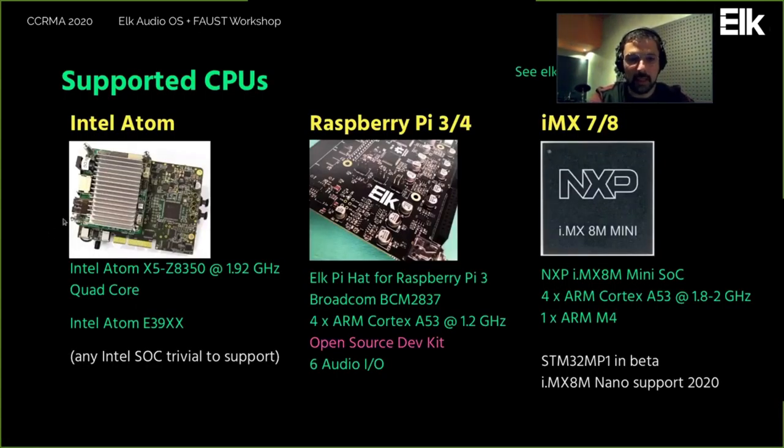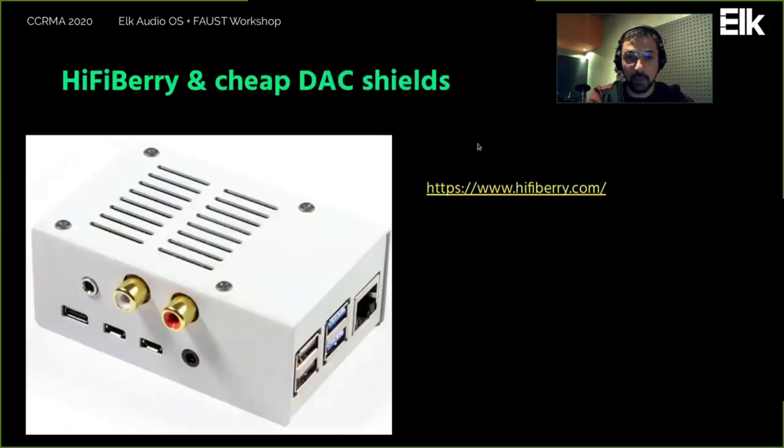Besides the Raspberry Pi, usually for private companies, we also support other CPUs like Intel Atom CPUs, i.MX7, i.MX8, STM32MP1, which is the first microprocessor by ST. It's quite small, but pretty efficient in terms of power. But for the open source release, it's mostly the Raspberry Pi 3 and 4 where we get the support. And the 4 is quite a new kid on the block and a pretty performant CPU.